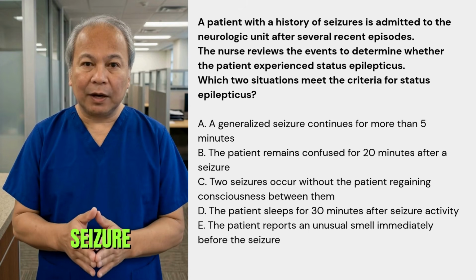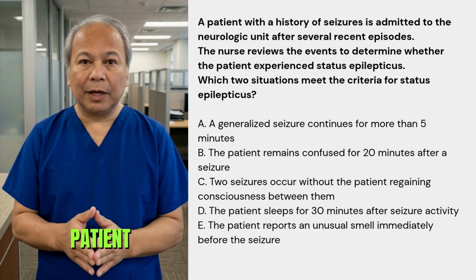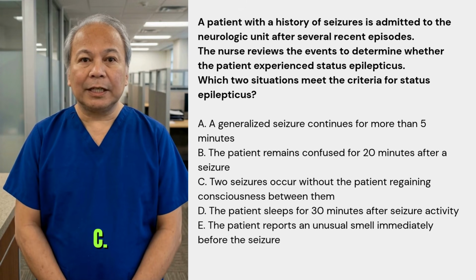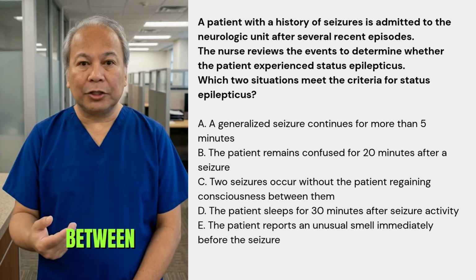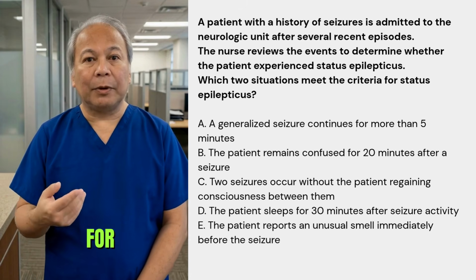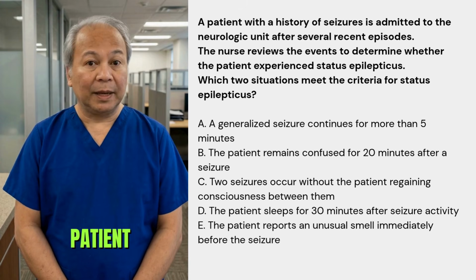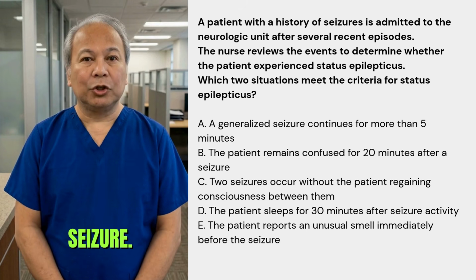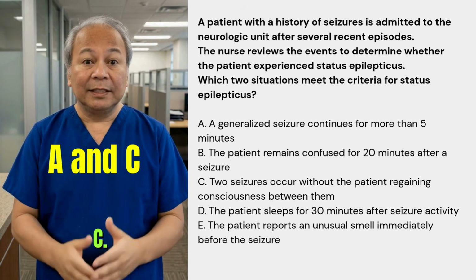A. A generalized seizure continues for more than 5 minutes. B. The patient remains confused for 20 minutes after a seizure. C. Two seizures occur without the patient regaining consciousness between them. D. The patient sleeps for 30 minutes after seizure activity. E. The patient reports an unusual smell immediately before the seizure. Select 2. The correct answers are A and C.